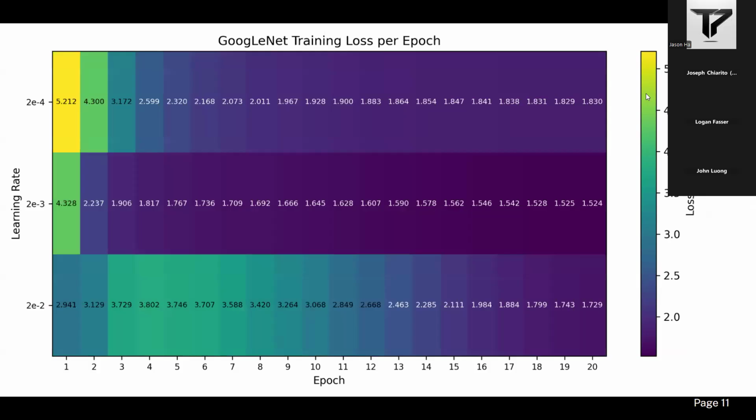Next slide. This is also the training loss over epoch, and as you can see, it converges quite quickly in the 2e negative 3, but it's probably more in the ideal range, somewhere between 2e negative 4 and 2e negative 3.